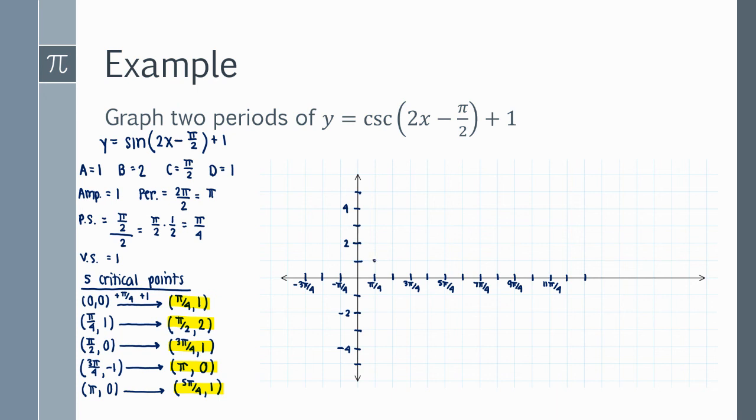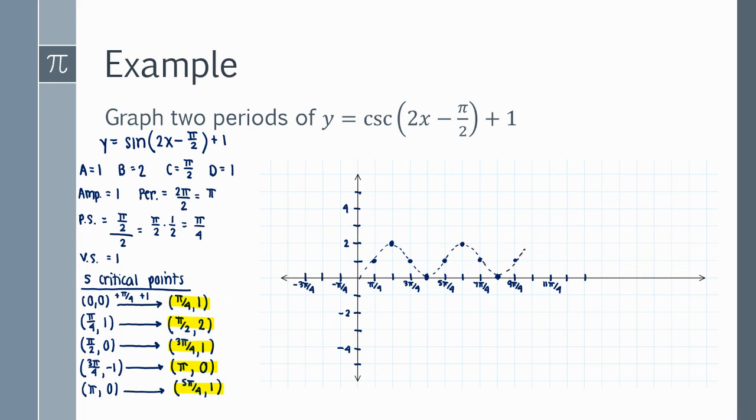So pi over 4, 1, pi over 2, 2, 3 pi over 4, 1, pi is at 0, 5 pi over 4, we're at 1. Okay, so that means that this is one period of the sine graph. But remember, I want to graph 2 periods of cosecant. So that means that then we're back up to +2, then we're at 1, then we're at 0, and then we're at 1 again. And there is my next period.